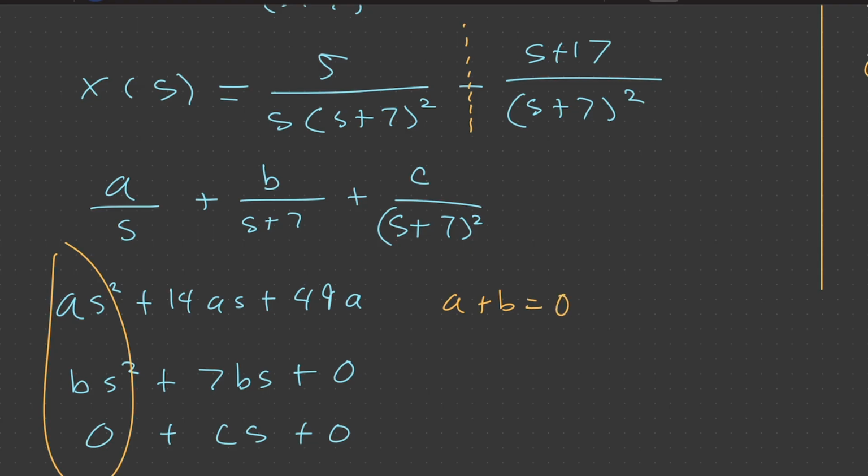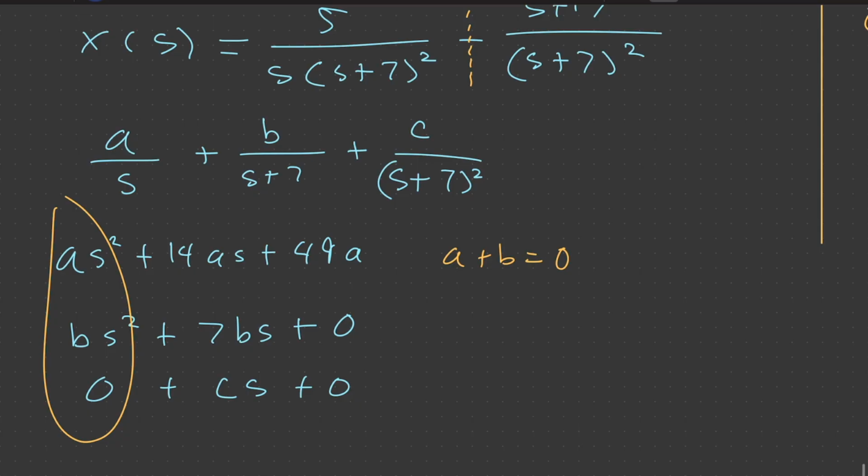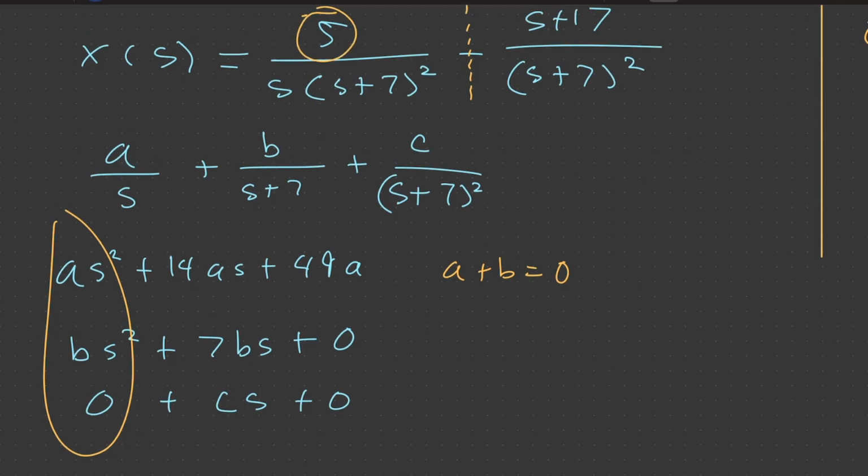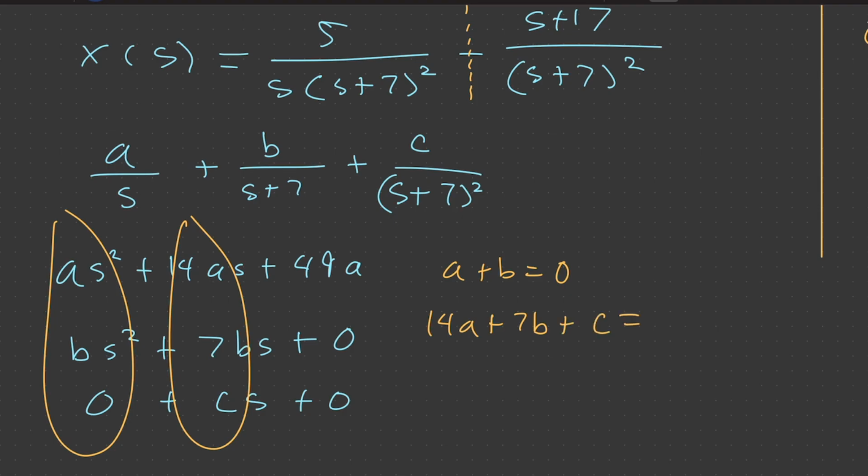Because we don't have an s squared term. We don't want one in our original equation. We don't have one, right? So next, look at this column. We have 14a plus 7b plus c, and that will be equal to, again, 0, right? Because we don't have any s term in our numerator.